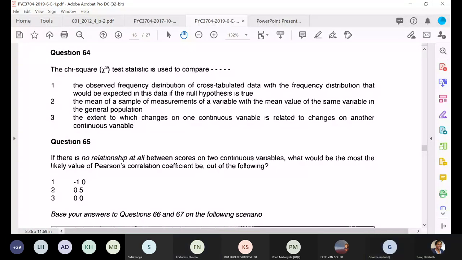Okay. Question 64. Chi-square test is used to compare.